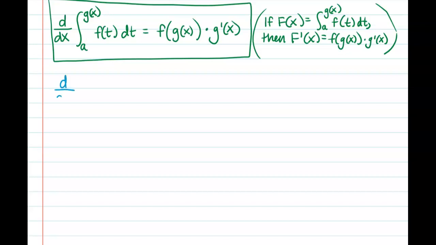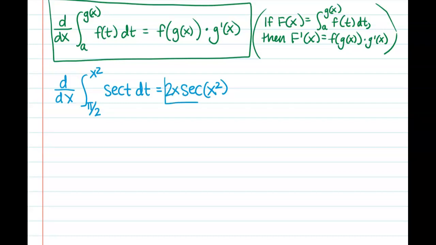So if we have the derivative of the integral from pi over 2 to x squared of secant t dt. So I'm differentiating, and there's a t and there's an x in one of the limits, so I know I'm just going to plug that in. It's on the top, so we just make this into secant of x squared. But since that's a function, it's really just chain rule. Derivative of x squared is 2x, so we multiply by 2x. And that's our answer.